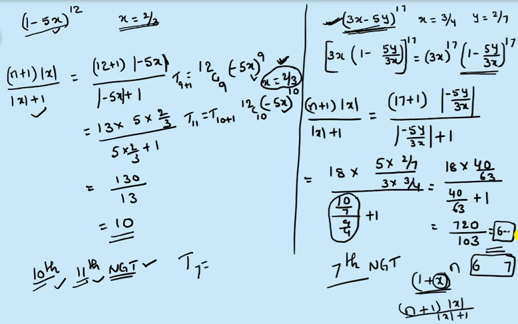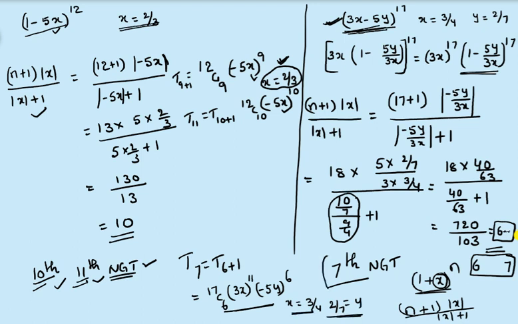7th term is nothing but t7, that is equal to t(6+1), that is nothing but 17C6 into (3x) to the power of 17 minus 6 into (-5y) to the power of 6. Now in place of x put 3/4, y is equal to 2/7, substitute, you will get the value of the numerically greatest term. The seventh term is the greatest term. If you substitute the values in the seventh term, you will get the numerically greatest value.